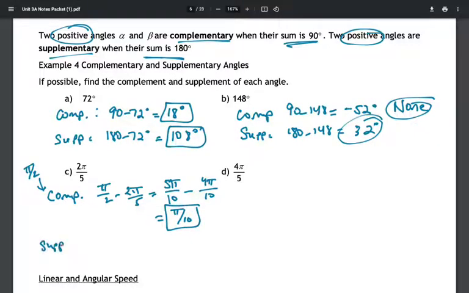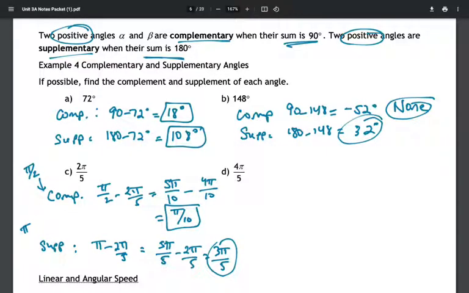Supplementary would mean that they have to add up to pi, because that's 180 degrees. Okay, so then we'll do pi minus 2 pi over 5. We need a common denominator, so we need to have a denominator of 5, so that'll be 5 pi over 5 minus 2 pi over 5, which is 3 pi over 5.